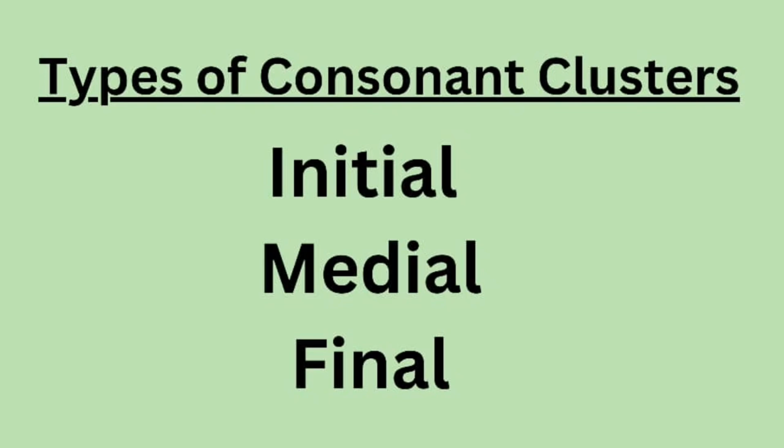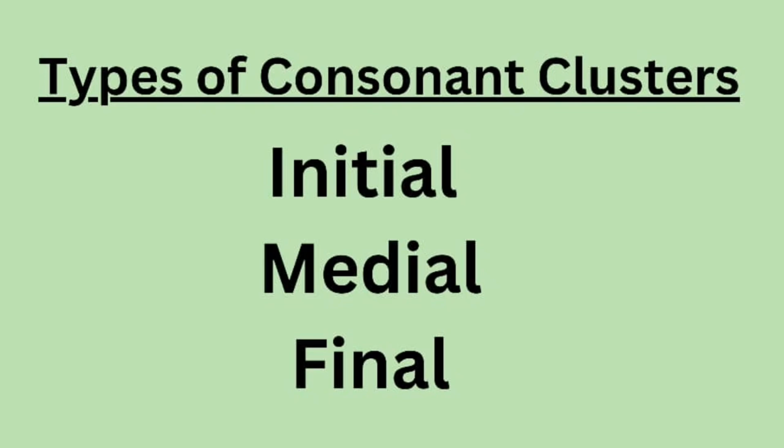Then we have words that have three consonant clusters at the beginning. They include words like splash: s, p, and l is a cluster at the beginning of that word. Street: s, t, and r is a cluster at the beginning of that word. Spring: s, p, and r is also a cluster at the beginning of that word. Okay, so we will be moving to the medial consonant clusters.